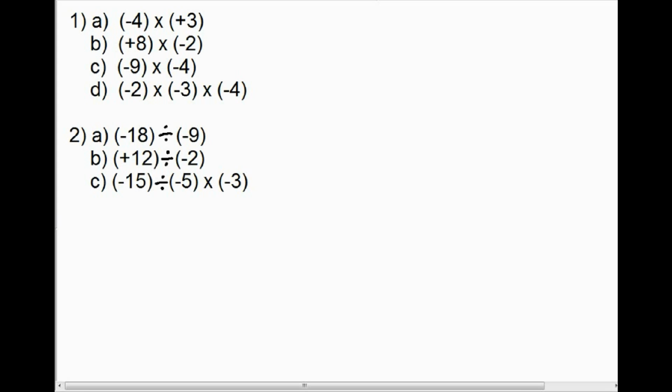With question number 2, you're pretty much exclusively dividing. So again, figure out what the sign of the answer is, and then the digit of the answer. With the last one, you're going to answer the division question first. So you're going to answer -15 divided by -5, take the answer to that, and multiply it by -3. If you're able to answer those questions, congratulations, you now have a firm understanding of multiplying and dividing integers.